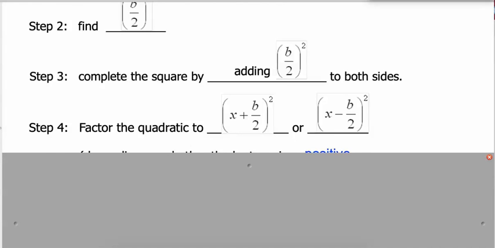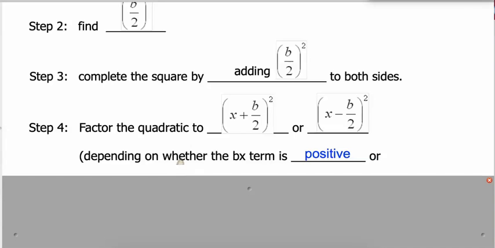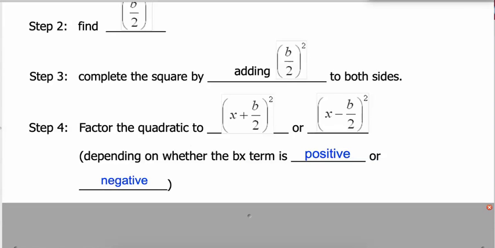After that, we'll be able to factor the quadratic to be a binomial squared, either x plus that value found in step 2 squared, or x minus that value found in step 2 squared. That plus or minus is completely dependent on whether or not the linear term, the bx term, is positive or negative.